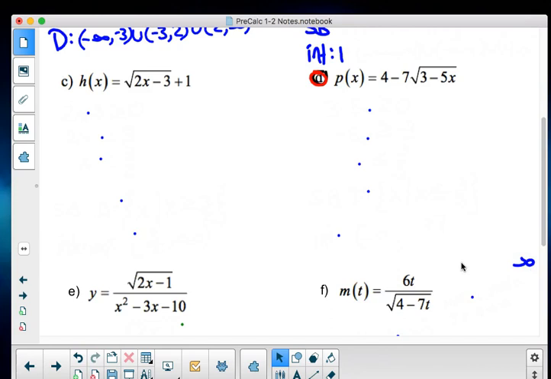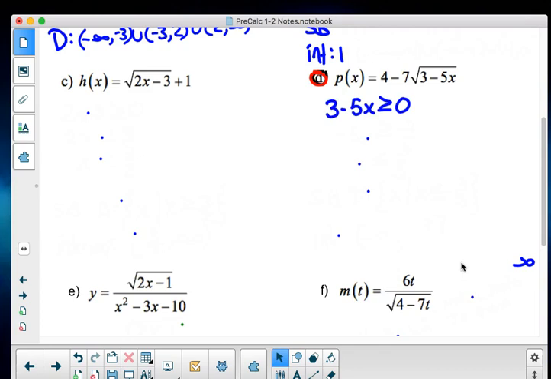So when I'm looking at D, there's a lot of things going on, but the part that is going to affect my domain, the things that I can put in, is underneath the square root. The square root has to evaluate as 0 or larger, so 3 minus 5x has to be greater than or equal to 0.